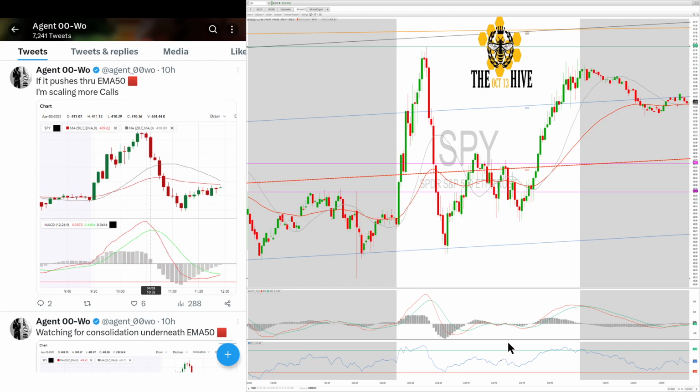Because as soon as I started to see this start to curl up, and I looked left, I said, oh, that's a lower low over here. So this is a higher low than that. You're making higher lows here. I was, oh, I'm going to call. I'm going long. Okay? Here I said, if it pushes through EMA 50, I'm scaling more calls. I was talking about right here.